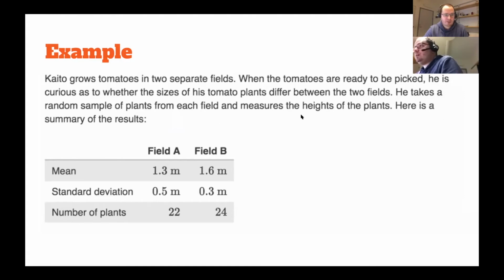And then he took these two samples. You can see the standard deviations of these two samples are also different. So field A has more standard deviation than field B, so it varies more than field B. And also the sample sizes are different, 22 and 24. And we're going to do this. So let me actually start a new whiteboard here.